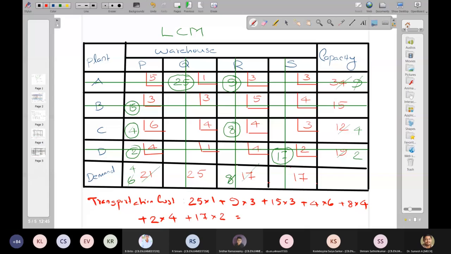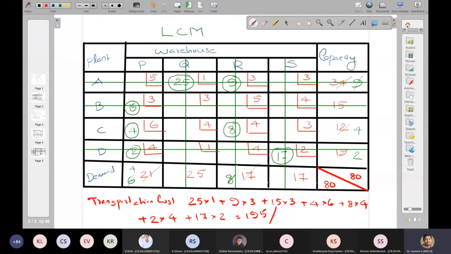$195, sir. 195. When comparing to the previous method, has the cost been reduced? Yes, sir. Okay, so we have considered the cost element over here.